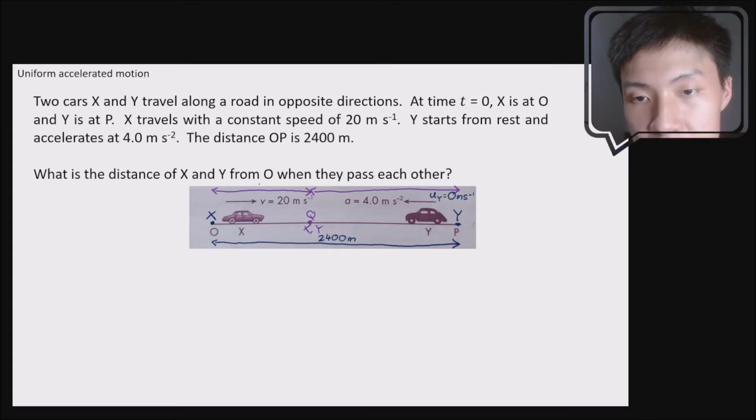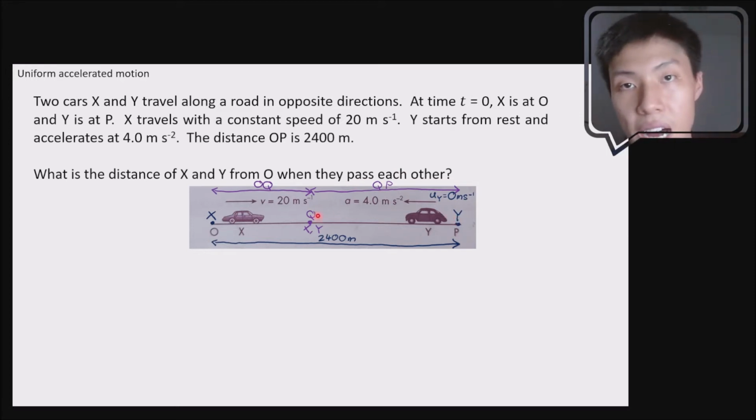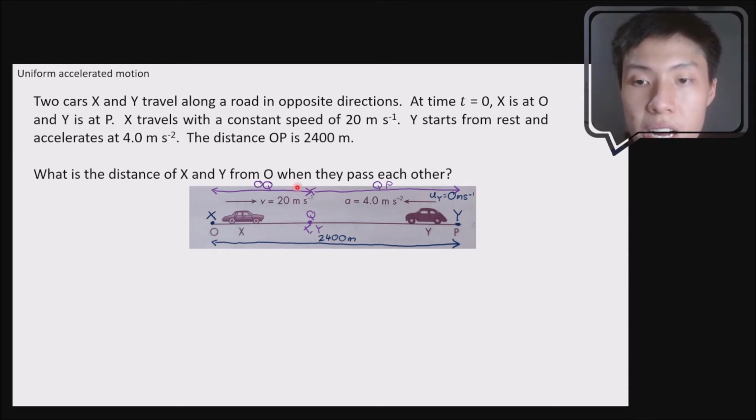You see here this distance OQ and this distance QP. If you add them up, it must equal 2,400 meters. Because if you want to pass by each other, you must cover this distance, and the rest of the distance will need to be covered by the other car. So if you add the distance traveled by car X together with the distance traveled by car Y, you should get 2,400 meters. That's the approach that we should take when solving this problem.